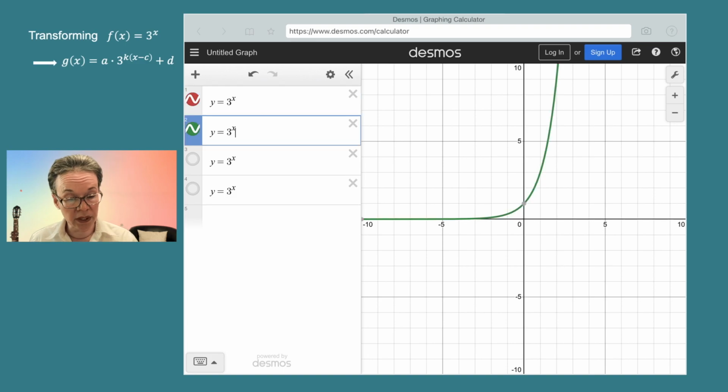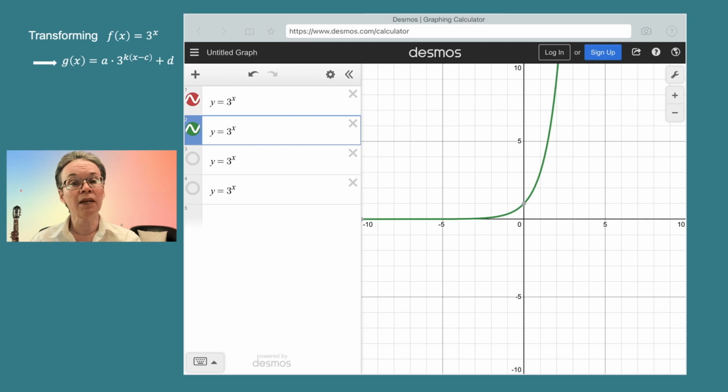So I'm going to use the green graph for that demonstration. I'm going to go to the exponent, you see there. And right now I just have 3 to the x. That means that k is positive 1. Notice how the green graph is matching perfectly with the red, because I haven't done any transformations yet. But now I'm going to change that.